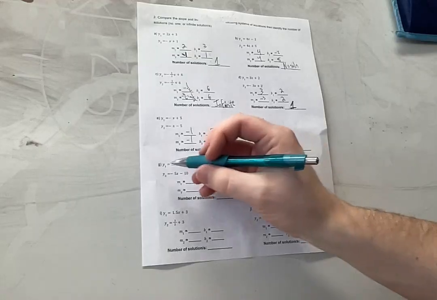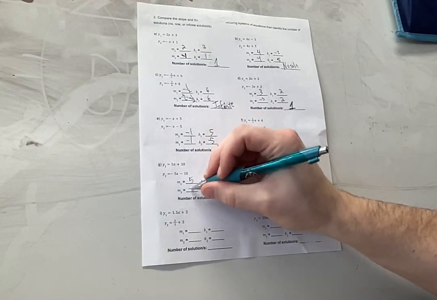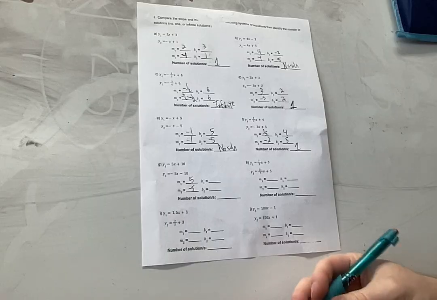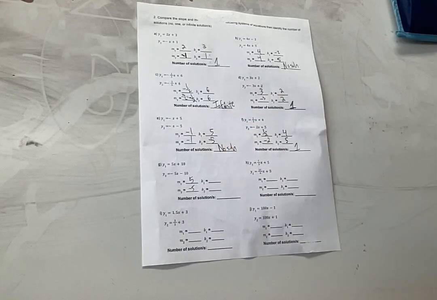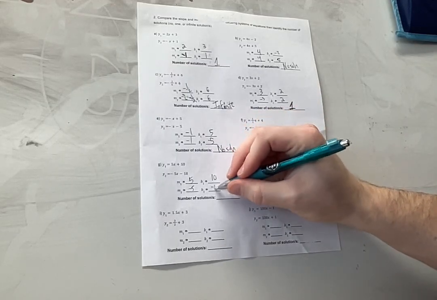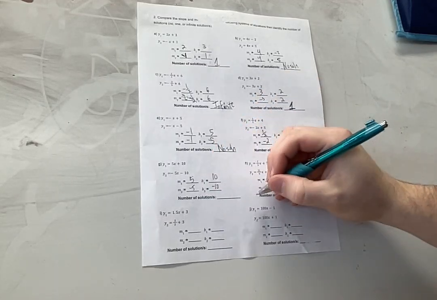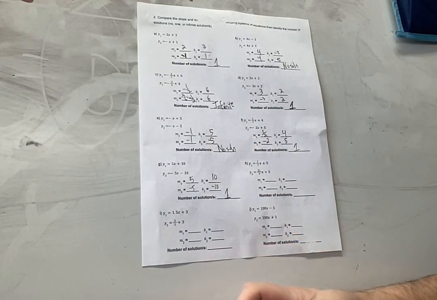So with this one, we have the slope of 5 and -5, respectively. And then y-intercept of 10 and -10, respectively. Different slopes, again, create one solution.